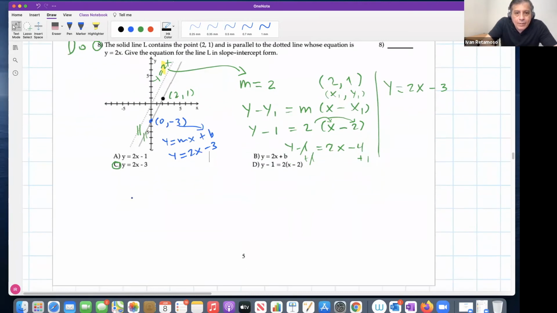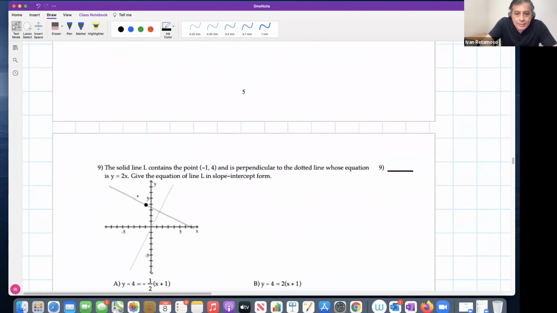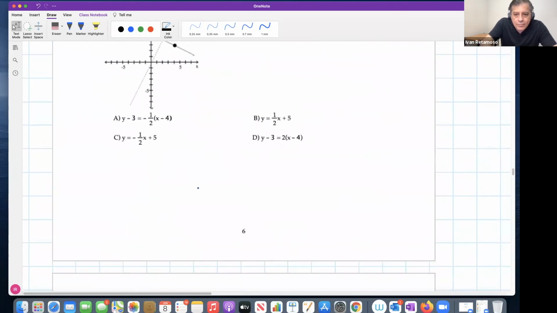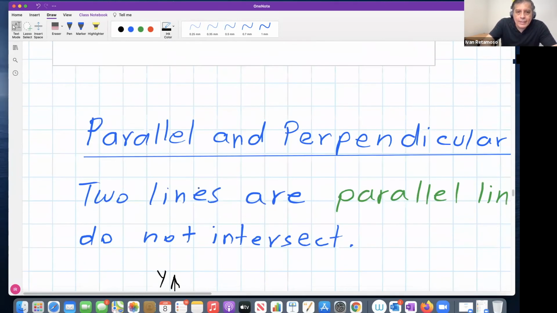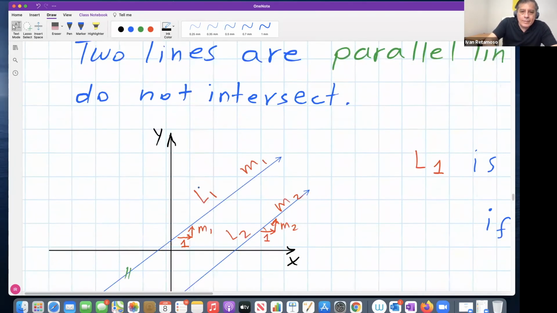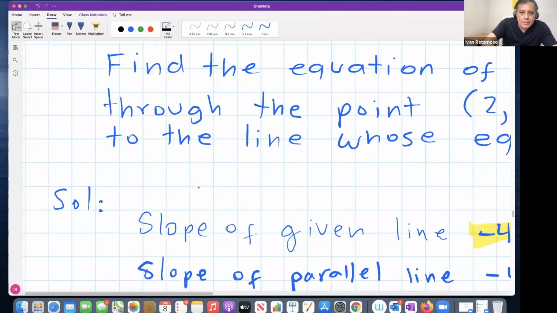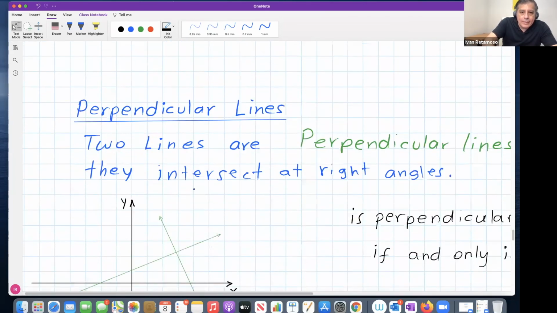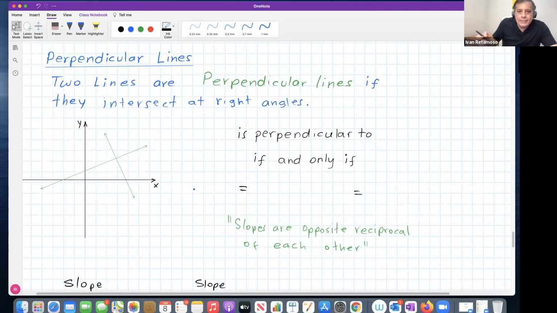Great. Now let's talk about the perpendicular lines, right? Let's go back to the lecture. We already did parallel lines. Let's do now perpendicular lines. First of all, two lines are perpendicular if they intersect at a right angle. They meet, right? But not only that, they meet forming this 90-degree angle, right? 90-degree angle here, corner here, 90-degree angle.